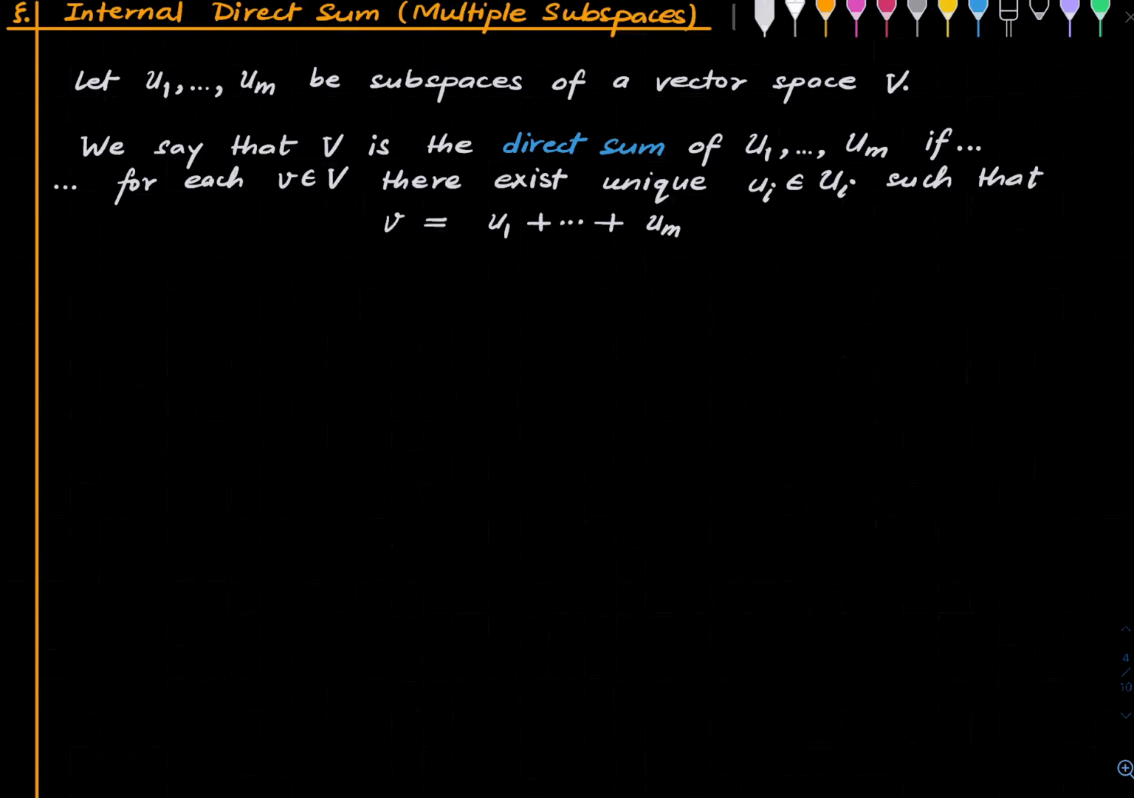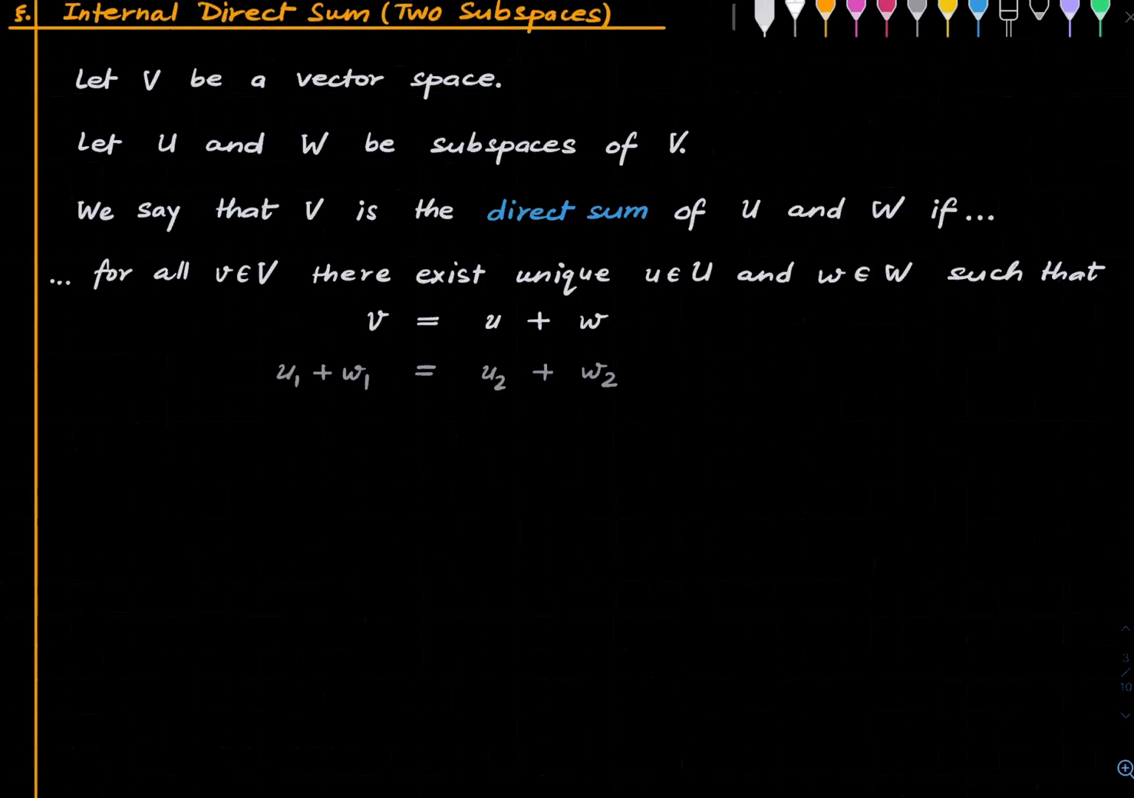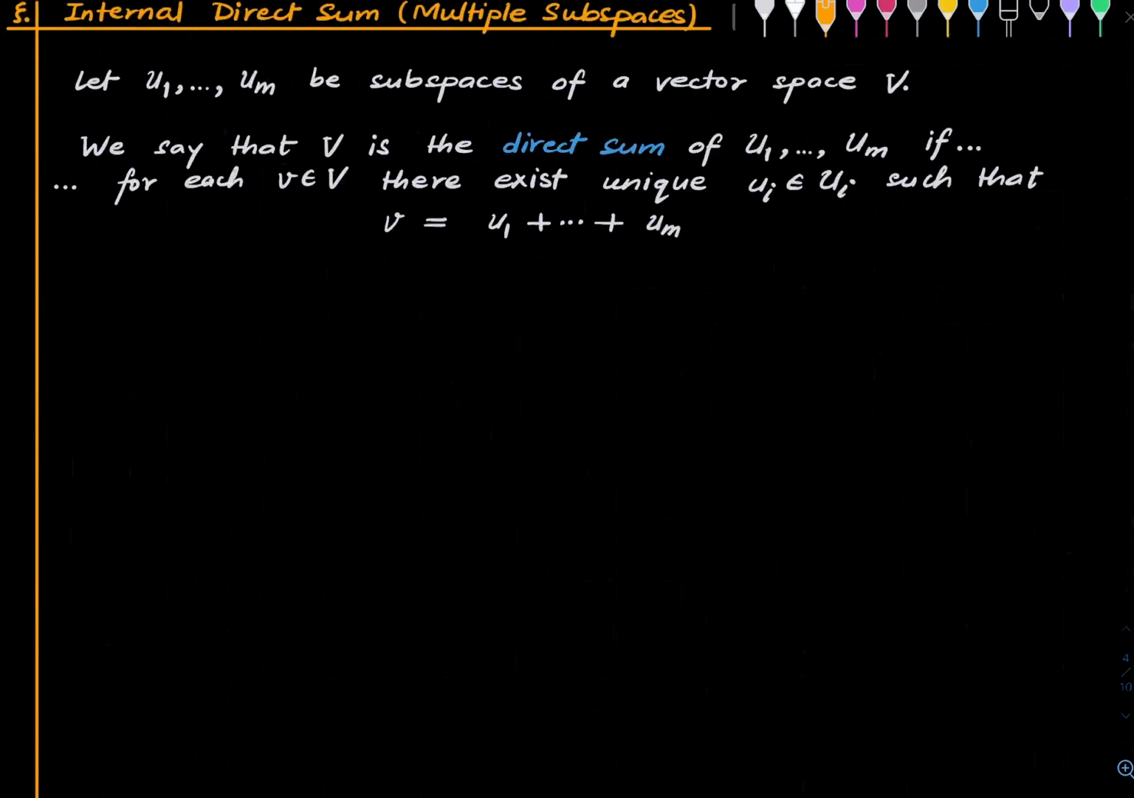And one thing I forgot to mention, what is the notation? So suppose V is the direct sum of U and W, we write V as U and then this funny plus and a W. And here we write V as U1 funny plus up to UM. Right, so that's just a notation to express all this in one shot. Again, before looking at examples, we just need to get one thing out of the way.